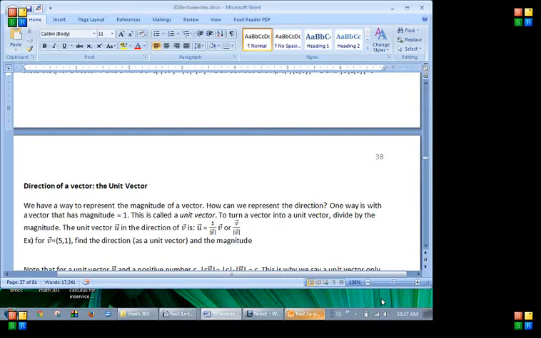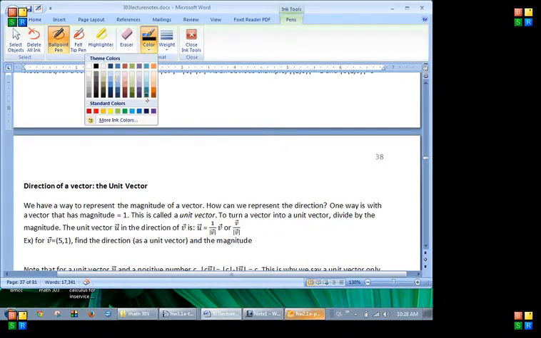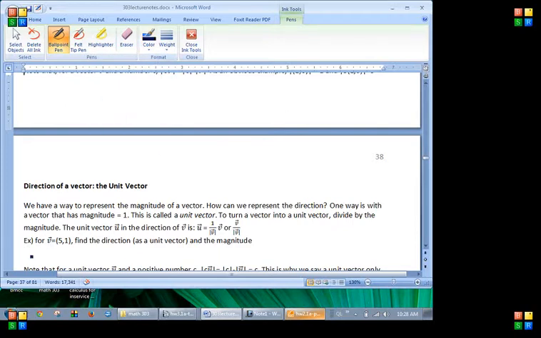Okay. So here we've got the vector 5, 1. So let's find the unit vector. So let's find both the direction and the magnitude. So the direction is represented by a unit vector. So how do we do this? Okay. So for the unit vector, actually, it's going to be easier to find the magnitude first, because notice that we need that to find the unit vector.